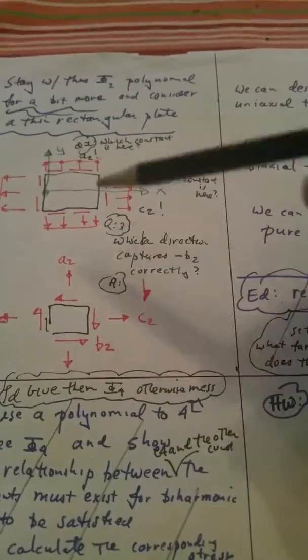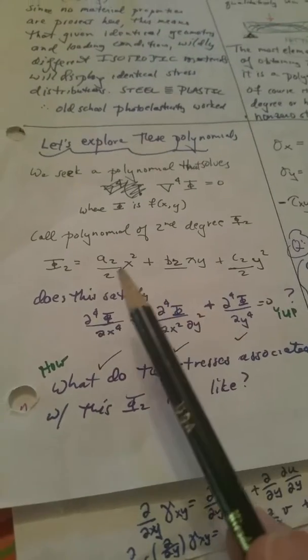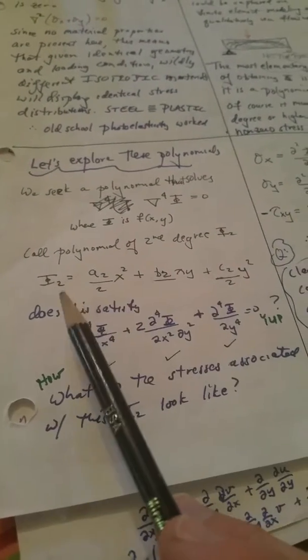So it's all doable, and it's all rooted in that second order polynomial that I described as phi 2.